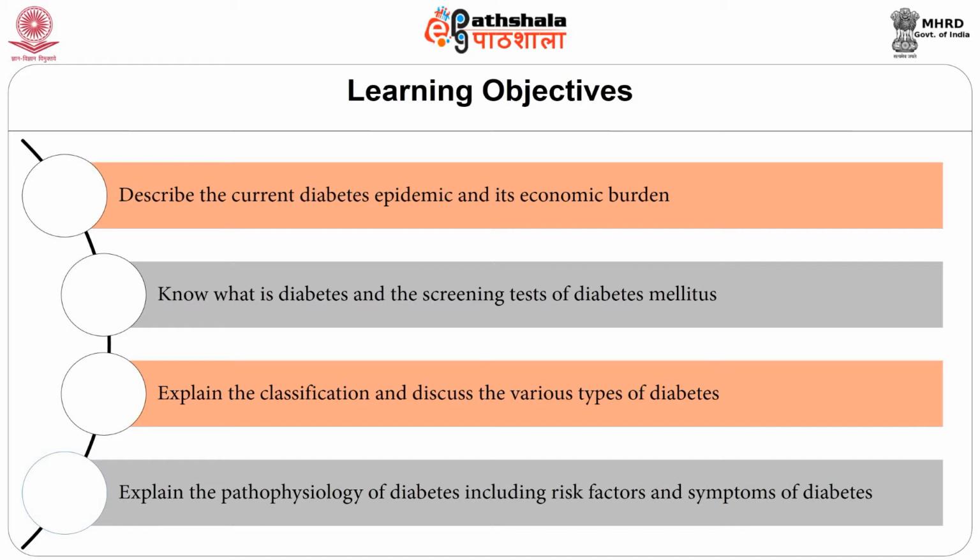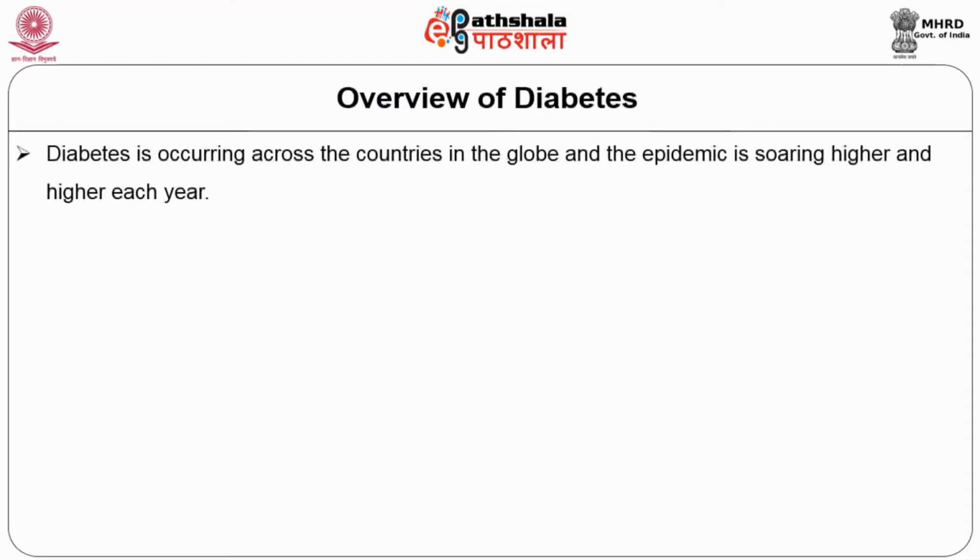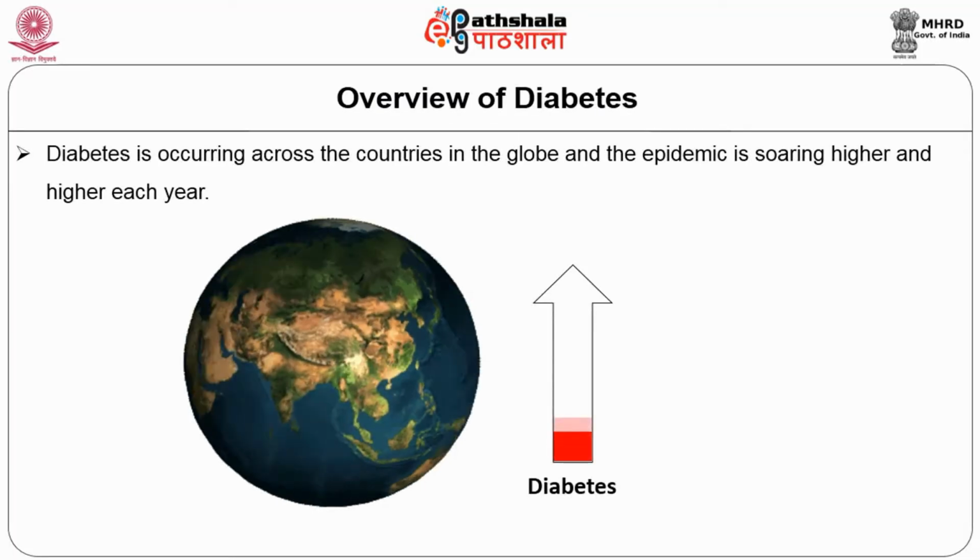The learning objectives are: describe the current diabetes epidemic and its economic burden, know what is diabetes, the screening test for diabetes, and explain the classification and various types of diabetes, including the risk factors and the pathophysiology, or sometimes it's often called the etiology of diabetes. So let's start with the overview, the big picture.